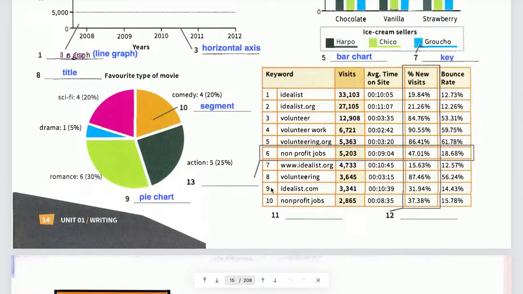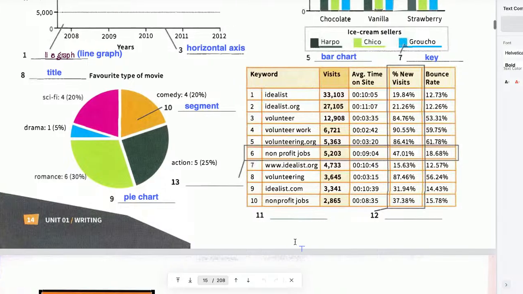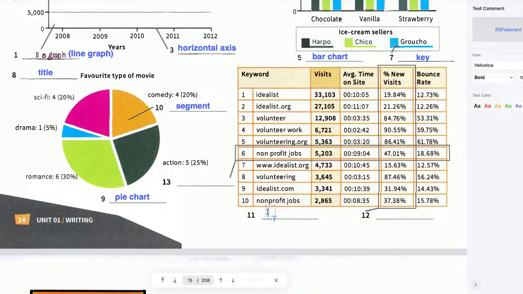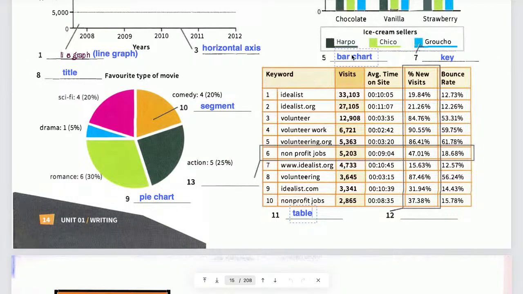11. Oh, we need to put the name of this one, right? How can we call it? Table. So you need to remember the way to call all of these graphs. Okay, we have line graph, bar chart, pie chart, and this one we call a table.